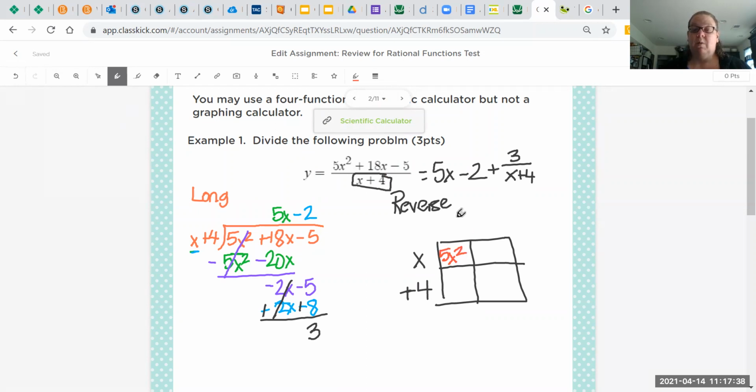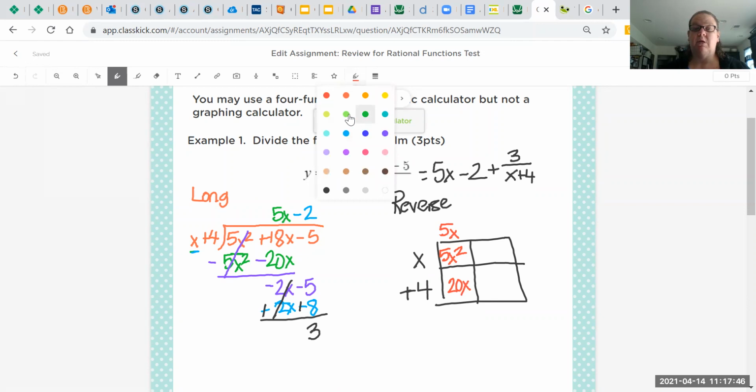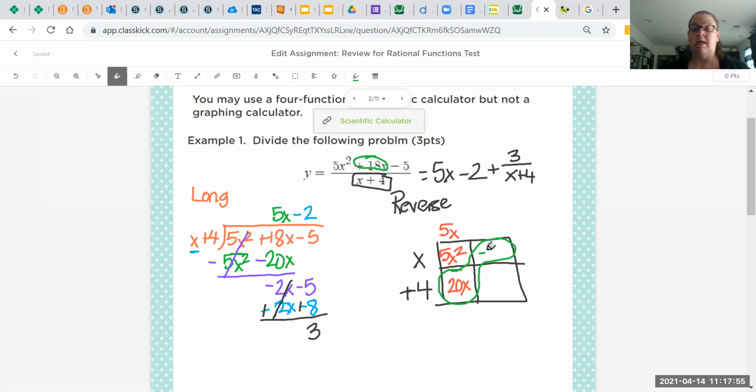So then x times what will give me 5x squared? That would be 5x. I multiply the rest of the column, which will give me a 20x. Then I need to remember that the two diagonals need to add up to the next term. So 20x plus whatever's in here needs to add up to 18x. That would be a negative 2x, because 20 minus 2 will give me the 18. Now I need to figure out what times x will give me a negative 2x. So this will be a negative 2. Finish multiplying the column. Negative 8.